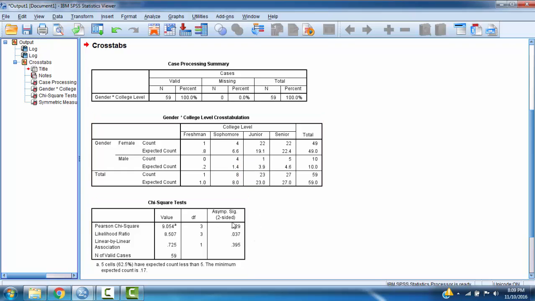All right. The thing that tells us whether or not there's a relationship is this Pearson chi-square down here. All right. And the value for the chi-square is 9.05. So you would round that up to 9.10, 3 degrees of freedom at the 0.029 level. Remember, if it's 0.05 or lower, it is significant. So this data suggests that there is a significant relationship between gender and the year that you are in.